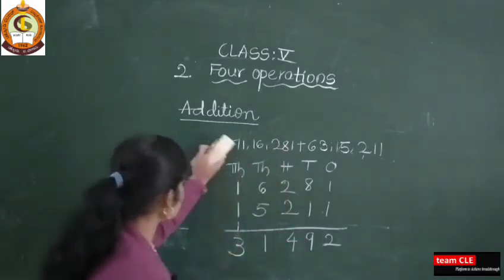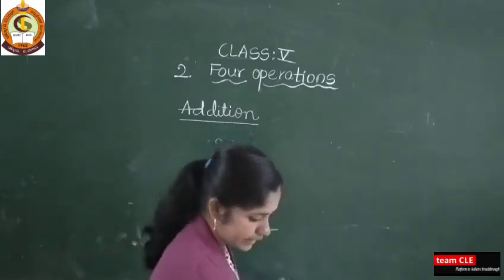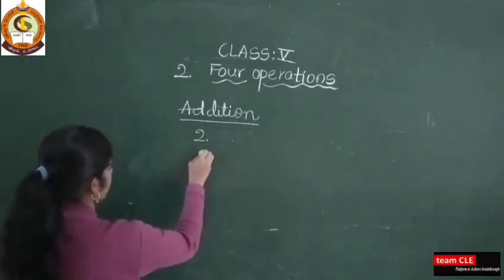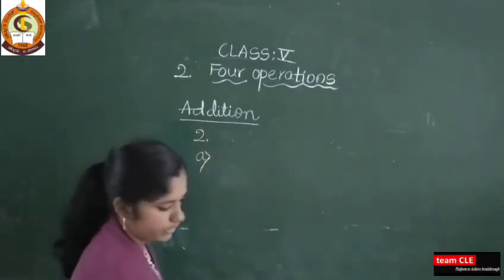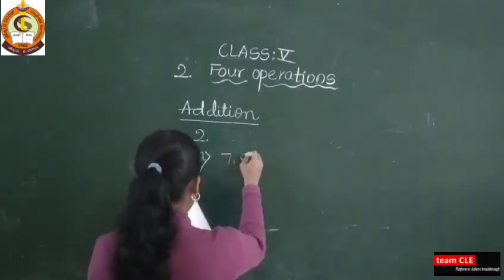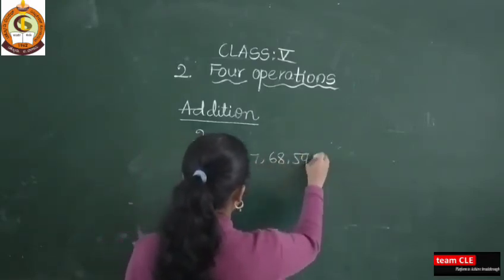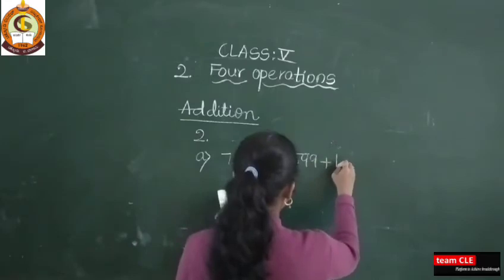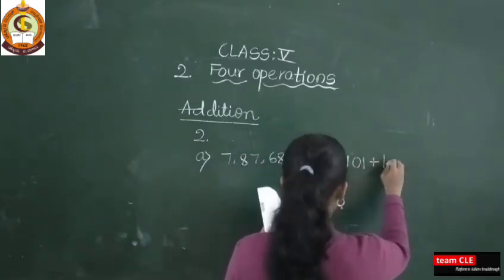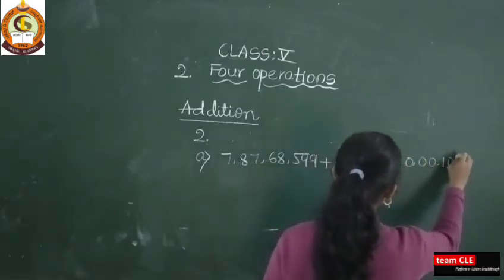Here one more is there from your My Practice Time 1, that is second main. First question I am solving here, and I will take here 7, 8, 7, 6, 8, 5, 9, 9 plus 1, 1, 0, 1 plus 1, 0, 0, 0, 0, 1, 0, 2.